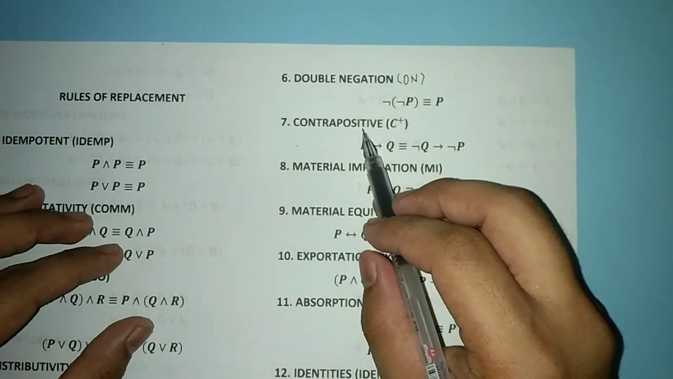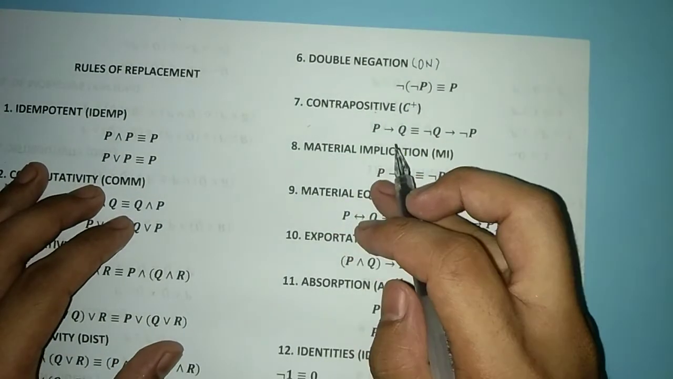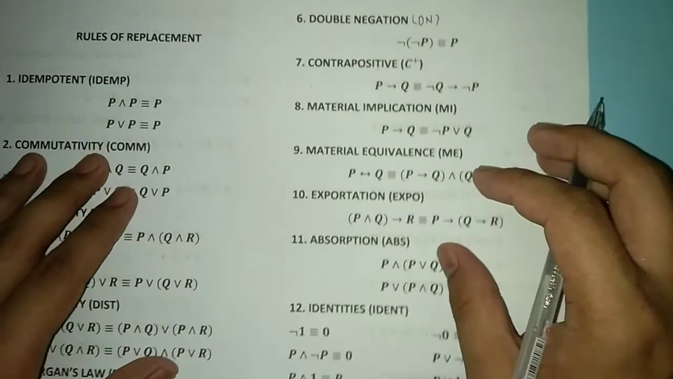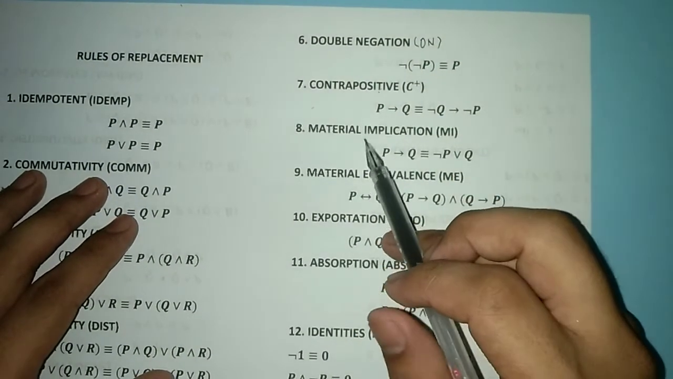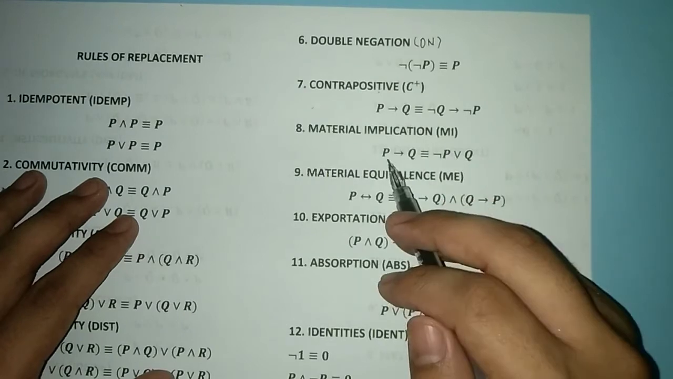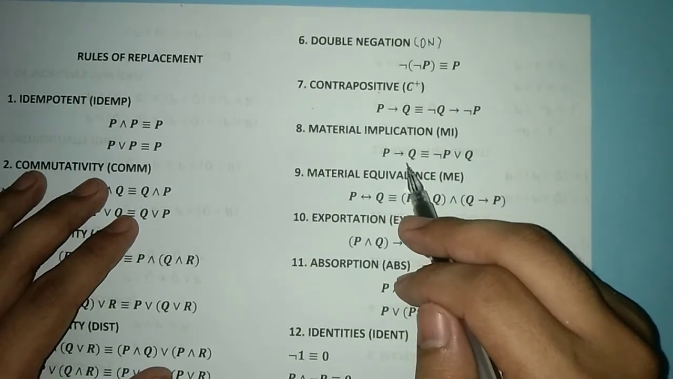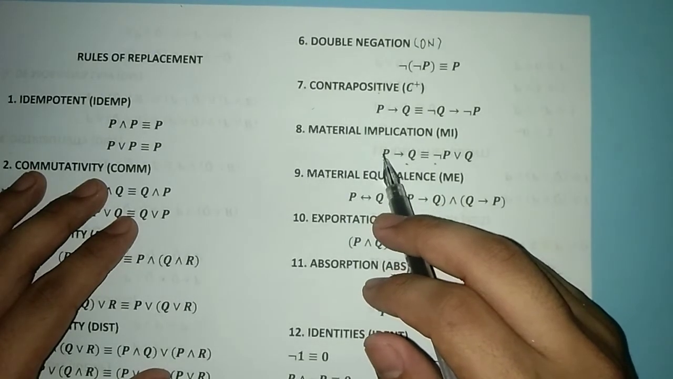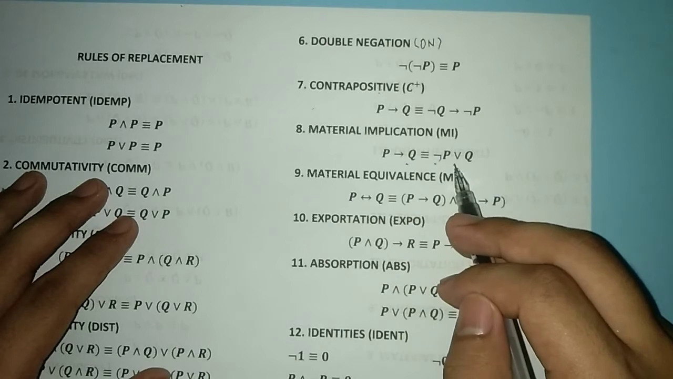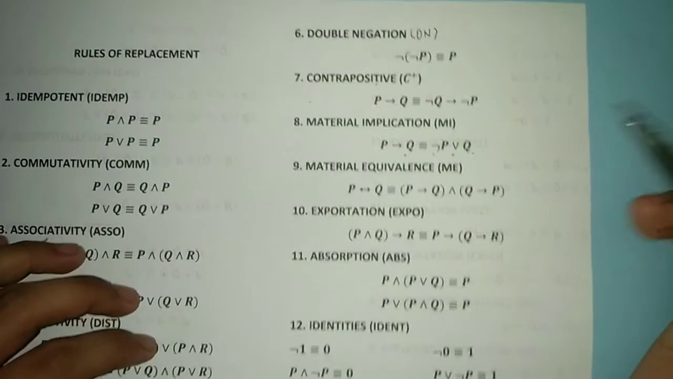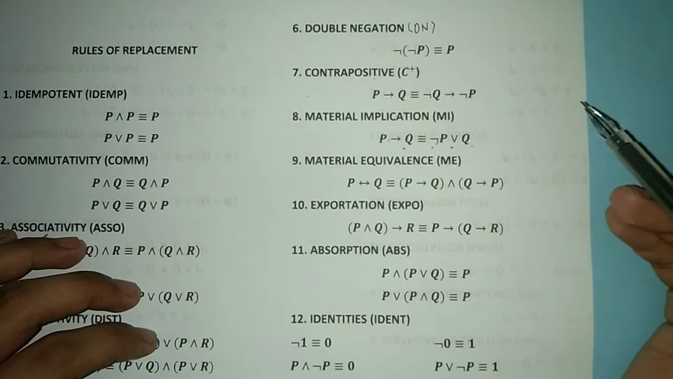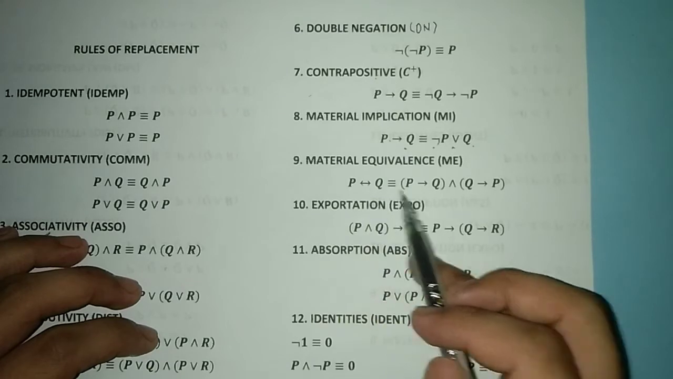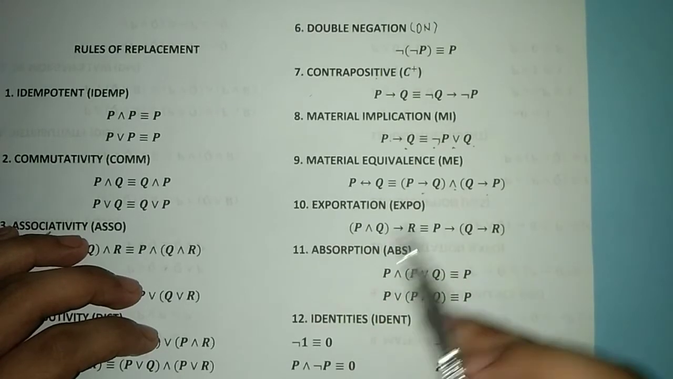For contrapositive, na-discuss ko na yan nung nakaraan. Okay, P implies Q, that is logical equivalent to not Q implies not P. Then, material implication or MI, we have P implies Q, pwede natin siyang palitan as not P or Q. Nabago yung sign neto from P naging not P, tapos or Q. Okay? From implication naging disjunction. Next, material equivalence, P if and only if Q, magiging P implies Q and Q implies P.